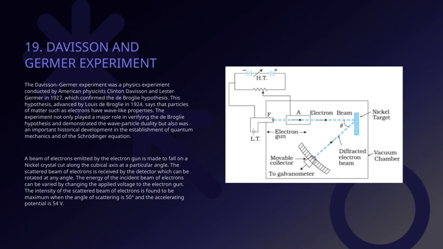Now, why is this experiment so important? Well, it was conducted by Clinton Davisson and Lester Germer in 1927, and it provided critical evidence supporting the de Broglie hypothesis from 1924. This hypothesis suggested that particles like electrons, which we usually think of as matter, also have wave-like properties. This experiment didn't just verify de Broglie's idea, it demonstrated the wave-particle duality, one of the core concepts of quantum mechanics. It also marked a significant step in developing the Schrödinger equation and understanding the quantum nature of reality.